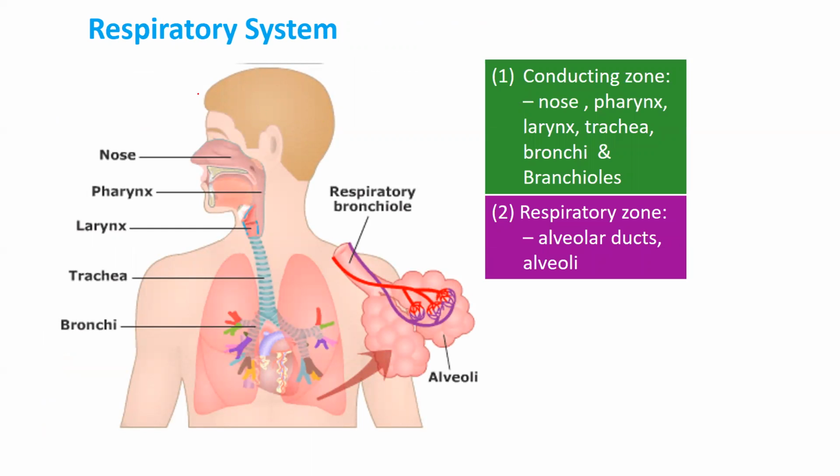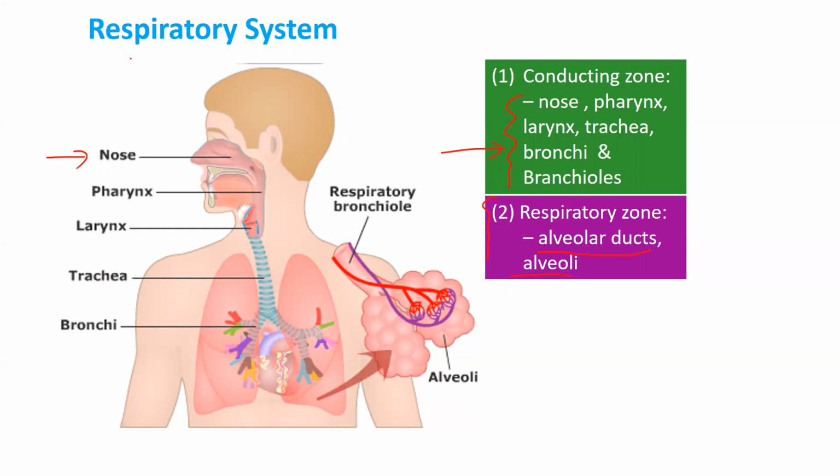Have a look at this. There is a conducting zone and a respiratory zone. Nose, pharynx, larynx, trachea, bronchi, and bronchioles, till this there is the conducting zone. The conducting zone is the area meant for the passage of gases. And there is a respiratory zone where the exchange of gases actually happens. It includes the alveolar duct and alveoli, right? You can see in the diagram also. Nose, pharynx, larynx, then trachea, then bronchi, finally entering into the lungs.